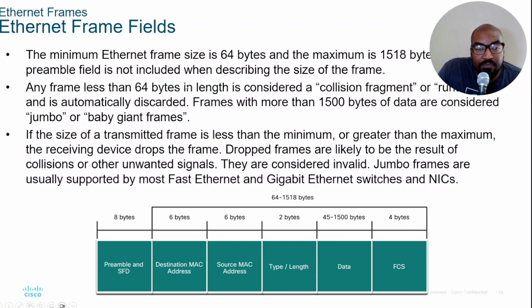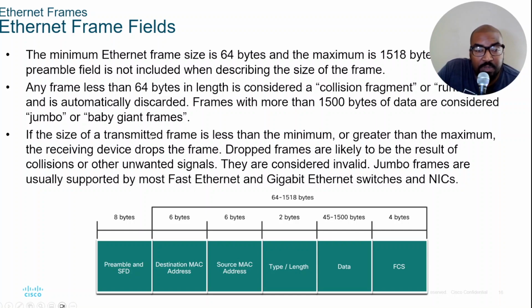Any frame less than 64 bytes in length is considered a collision fragment or a runt frame. So essentially, it's just going to get discarded. If it's not 64 bytes, it basically says, who are you? Gotta go. Can't help you here. Frames with more than 1,500 bytes of data are considered jumbo. So it's a big frame.